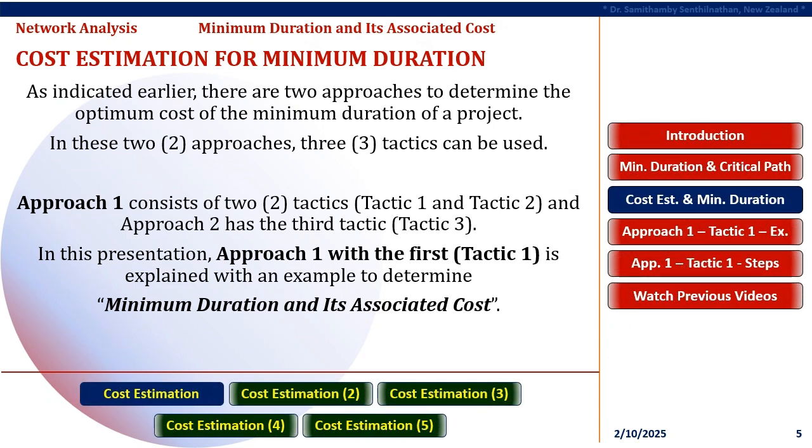Cost estimation for minimum duration. As indicated earlier, there are two approaches to determine the optimum cost of the minimum duration of a project. In these two approaches, three tactics can be used. Approach 1 consists of two tactics, known as Tactic 1 and Tactic 2, and Approach 2 has the third tactic, known as Tactic 3. In this presentation, Approach 1 with the first, Tactic 1, is explained with an example to determine minimum duration and its associated cost.